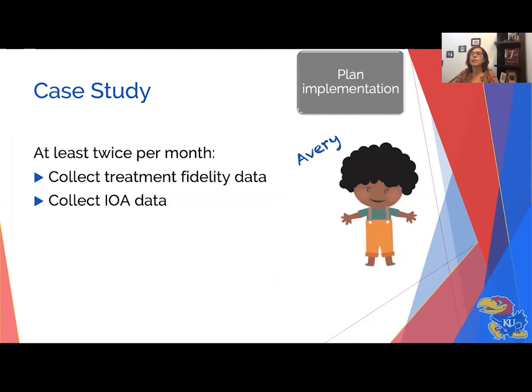And the team also decided they would collect treatment fidelity and IOA data at least twice per month, and they would rotate who the observers would be.